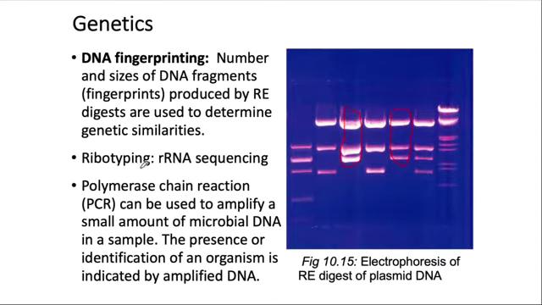Then there is ribotyping, which refers to ribosomal RNA sequencing. Ribosomal RNA sequencing is very important in classification because it's a very conserved region of the nucleic acids. Then we have PCR, polymerase chain reaction, which can be used to amplify small amounts of microbial DNA in a sample, and then we can also use that to identify an organism. Once we're able to amplify it, we can then identify which kind of organism it is.